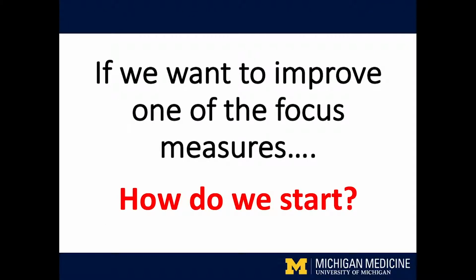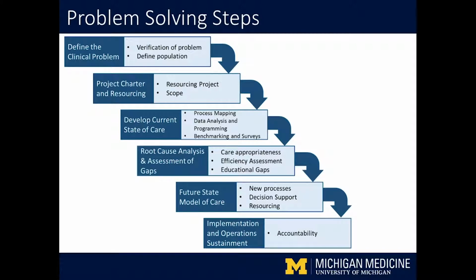So, if we want to improve one of the focus measures, how do we get started? We start with quality improvement tools. Quality improvement methodology starts by clearly defining a problem and verifying that it is a problem. Next, resources are developed for the project, including establishing physician leads, identifying process owners, and engaging stakeholders. At this point, it is very important to scope a project well, defining what is within your control to make improvements on, and identify what is out of scope.